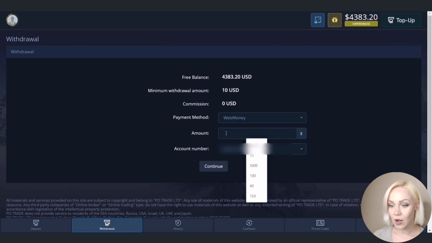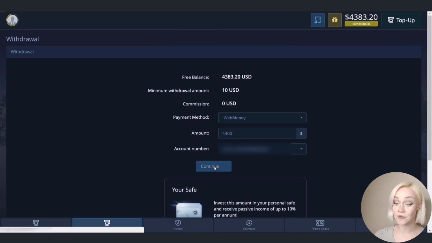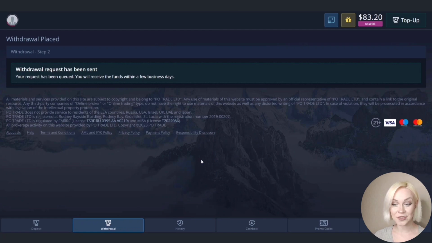In the column below, I will type the amount. I will make an application for $4,300. Also, my wallet number is already listed below. We filled in all the columns and can click the confirm button. So great, as you can see, our application has been accepted.